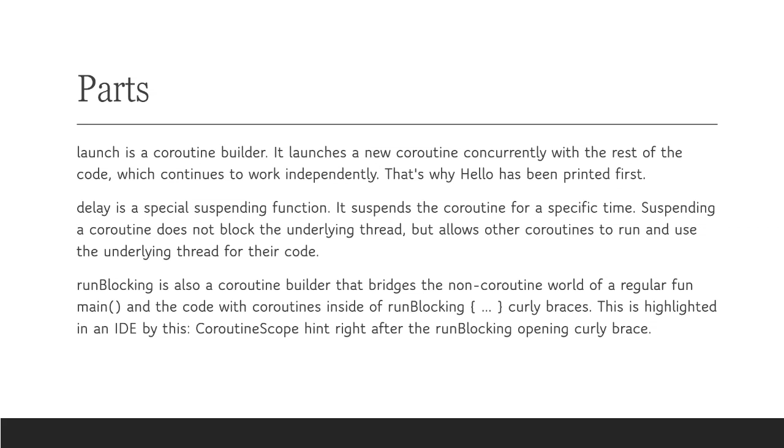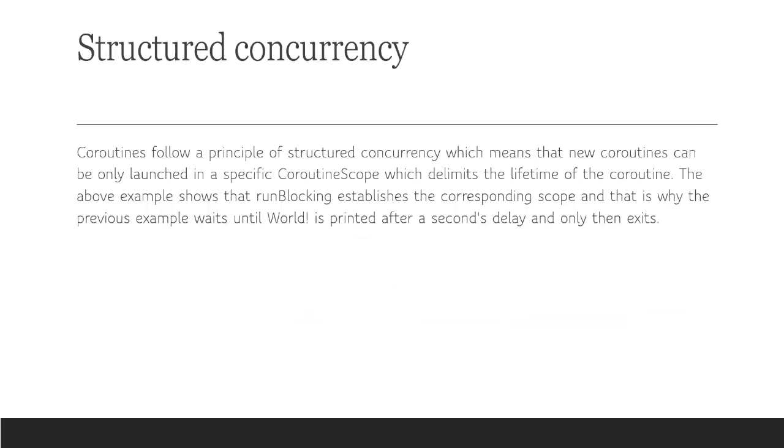And runBlocking is also a coroutine builder that bridges the non-coroutine world of the regular function main and the code with coroutines inside the runBlocking curly braces. This is highlighted in the IDE by this: the CoroutineScope hint right after the runBlocking opening curly braces. Whenever you work with this, that means you have to work inside runBlocking and its curly brackets. So a lot of things we have to use.